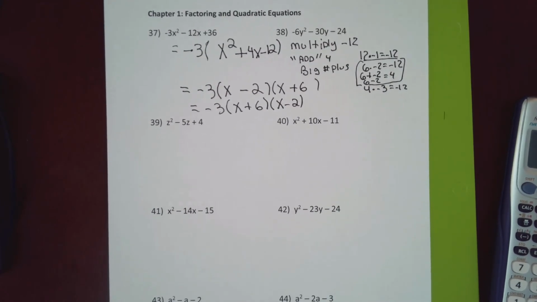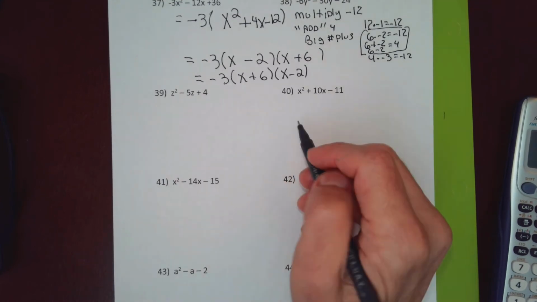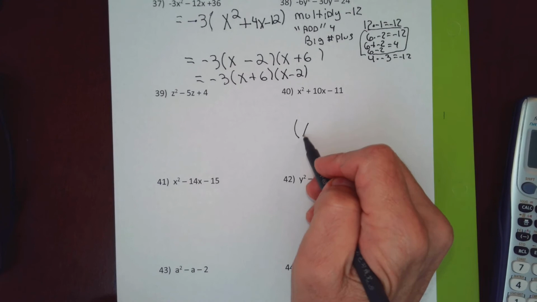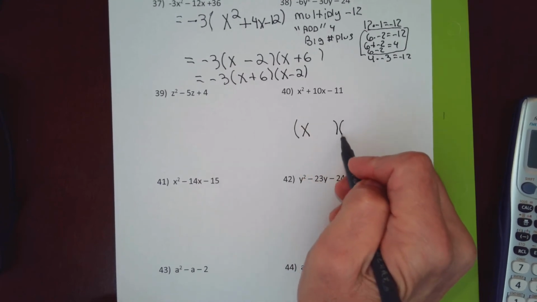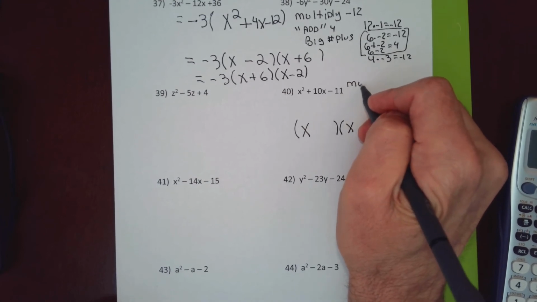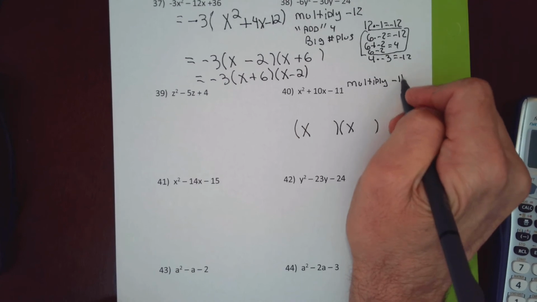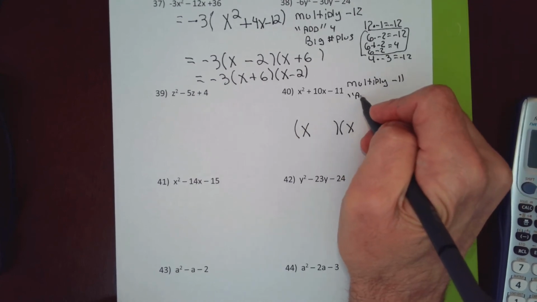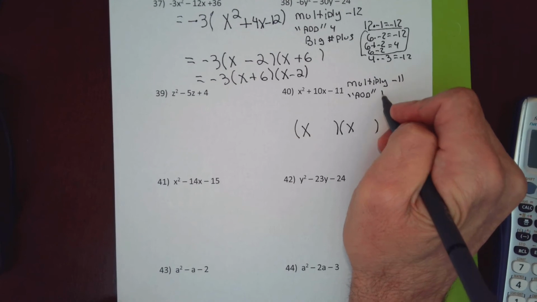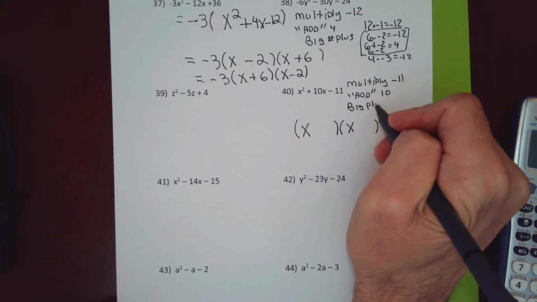The next few problems I don't see any common factors. They're all trinomials with lead coefficients of 1, so I'm going to just try to sight factor these. For problem 40, I'm going to split my x squared up into a couple of parentheses, and then I'm going to need numbers that multiply to -11, and they add but really subtract to +10, and the big number is going to get the plus.